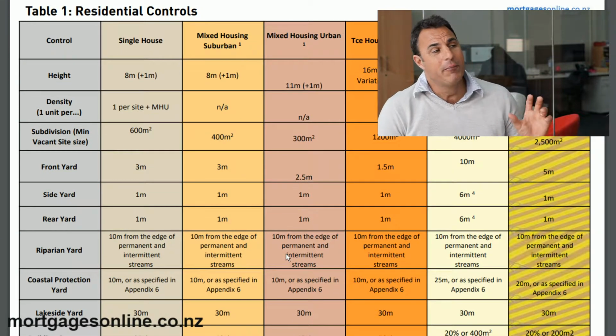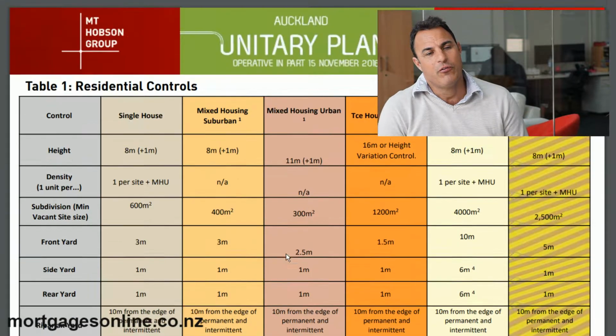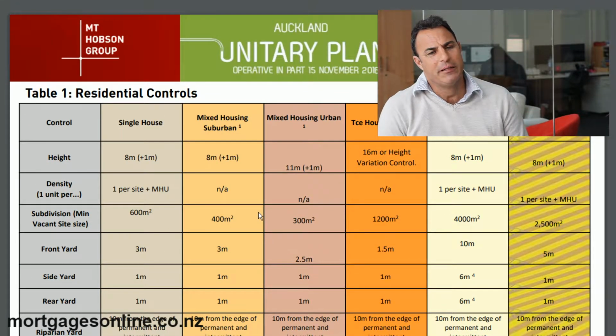You're probably going to be in one of 3 main zones. If we look at that table there, we've got mixed housing suburban, mixed housing urban, and terrace house and apartments. That's this one, yeah.